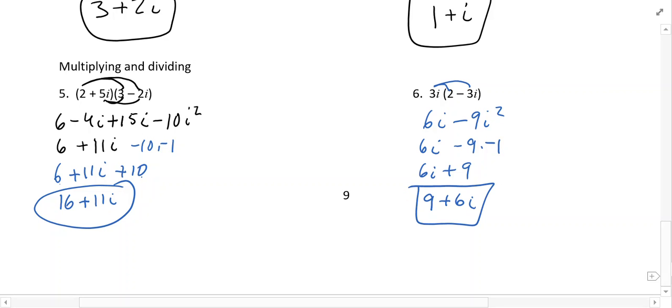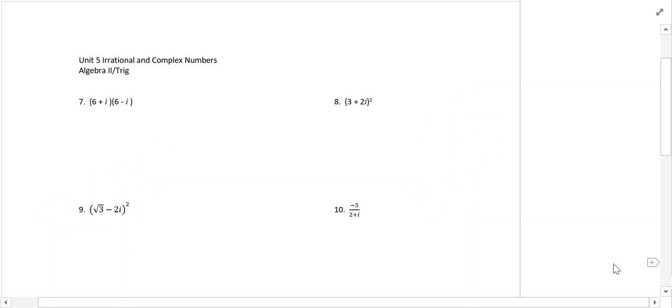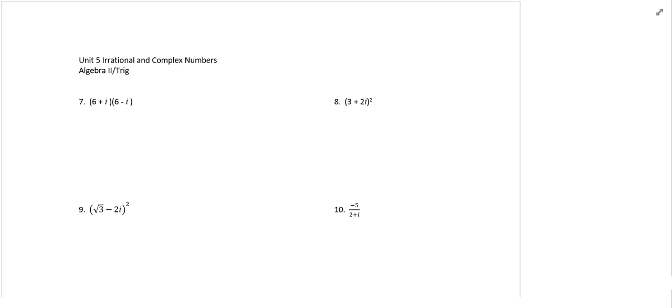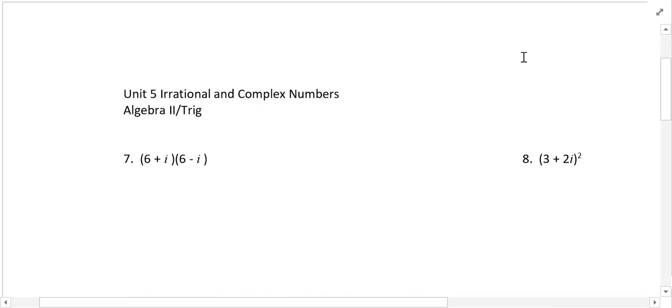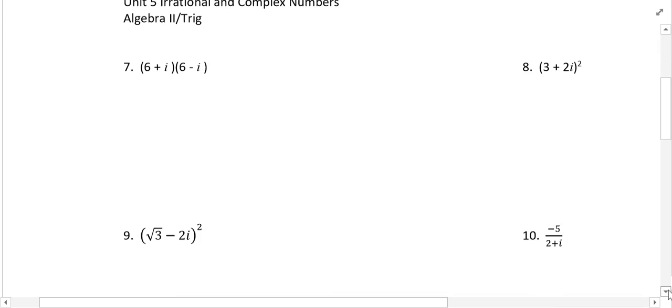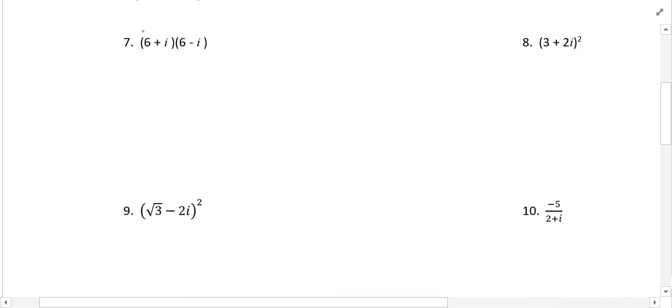All right, let's go ahead and go to the next page. On the next page here, again, we're doing our distribution. So when you distribute these ones, remember you're doing it to both terms. So we get 36. Here we're getting negative 6i. Then on the inside term, we get a positive 6i, and then we have negative i squared.